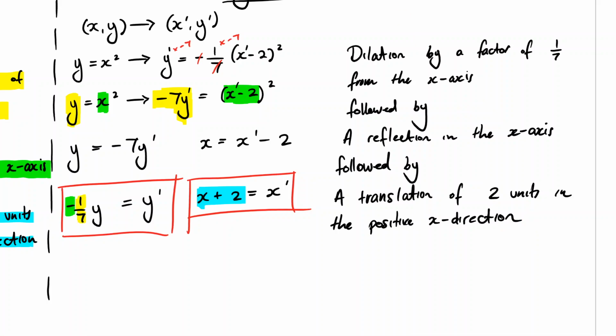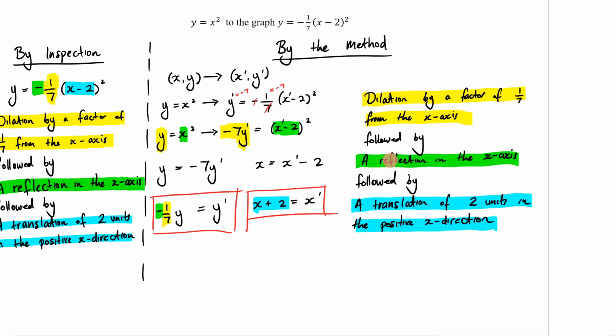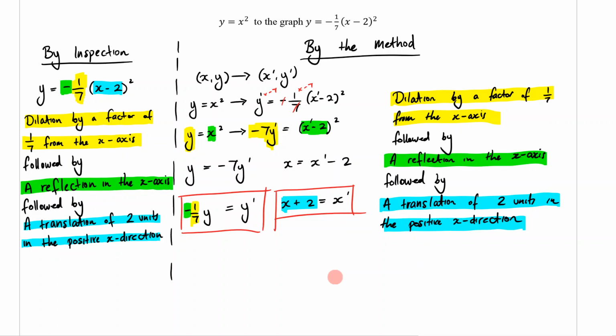So as you can see, what we've done here is we've read off each thing. So 1 over 7 means a dilation by a factor of 1 over 7 from the x-axis, followed by, we've got a negative here, so that's a reflection in the x-axis. And then lastly, we read off our translation, a translation of 2 units in the positive x direction. So always follow that dilation, then reflection, then translation when determining transformations. And that's how we'd approach this question.